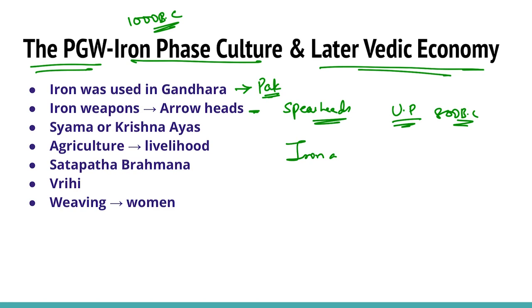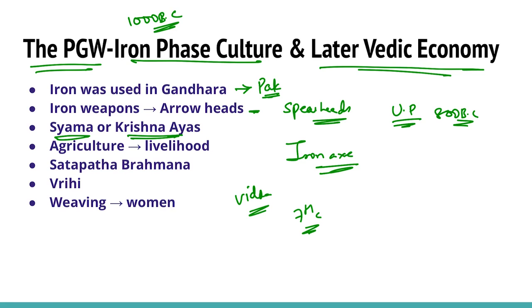The iron axe was used to clear the forest in the upper Gangetic basin. Towards the end of the Vedic period, knowledge of iron spread to eastern Uttar Pradesh and Videha. Iron implements have also been discovered in the area from the 7th century BC. The iron metal itself was called Shyama or Krishna Ayas.